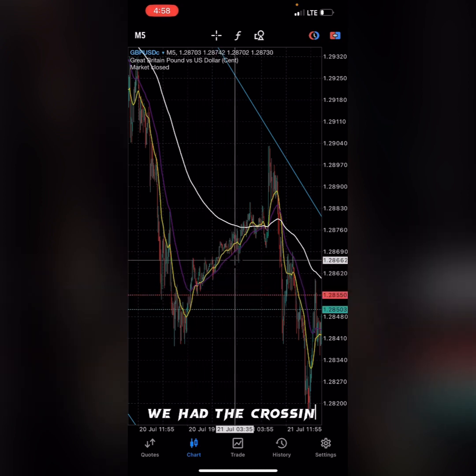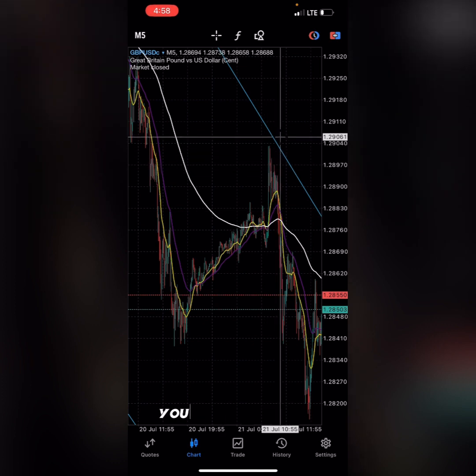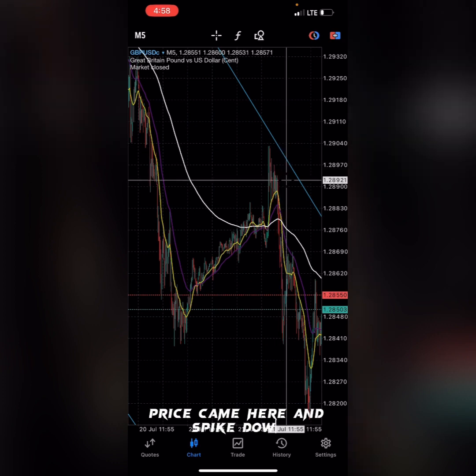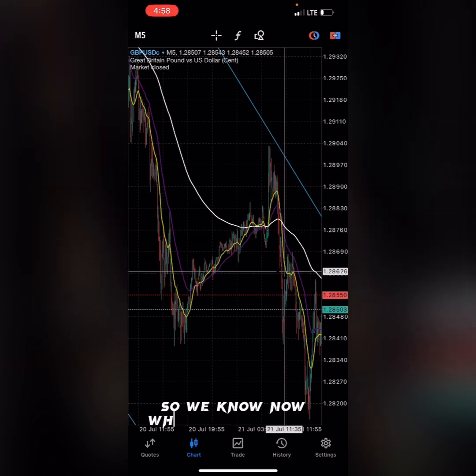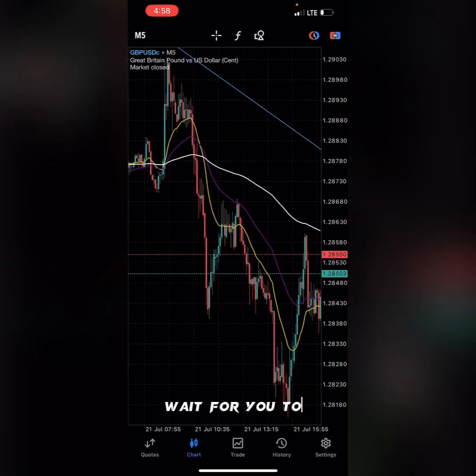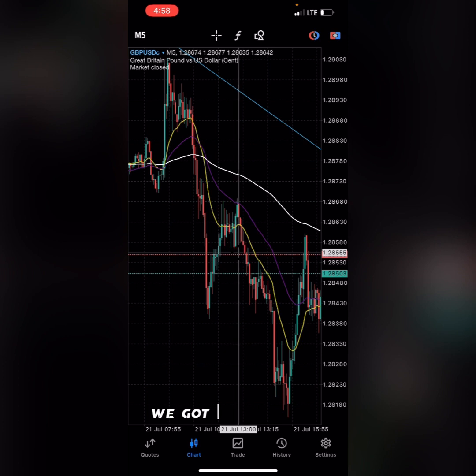We had the crossing here. We wait for the price to retrace back, and so you guys can see this thing. Price came here and spiked down. So we know now we're in a downtrend again. What do we do? We wait for opportunities. Wait for it to come back and touch the 50. Then you enter your trade. Quick 1 to 2. What happened? We got a quick 1 to 2 again.